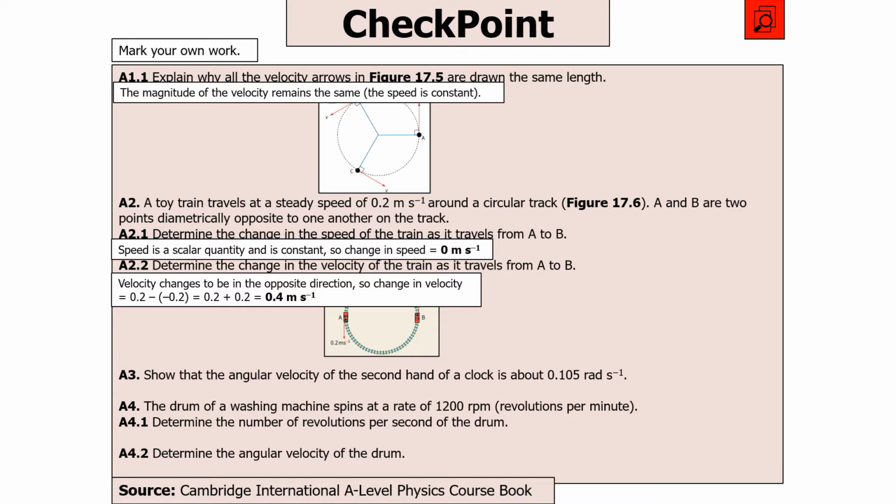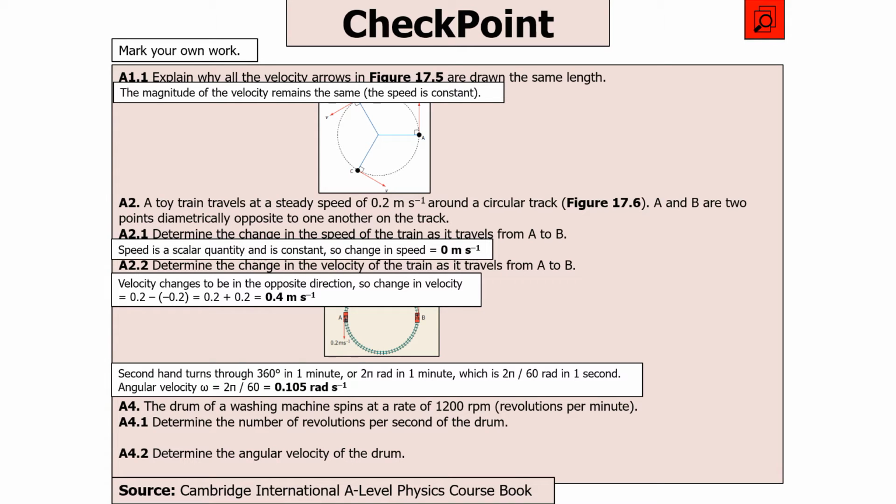Now this next question, we have looked at this before, but the second hand on a clock turns 360 degrees in 1 minute. So therefore it's 2 pi radians in 1 minute. So therefore it's 2 pi over 60 radians in 1 second. So therefore the angular velocity is going to be 2 pi divided by 60. So therefore it's 0.105 radians per second.